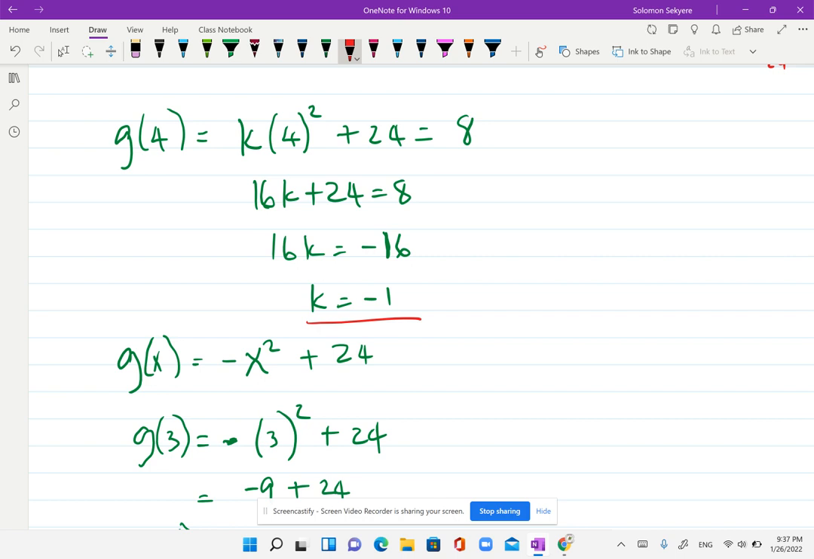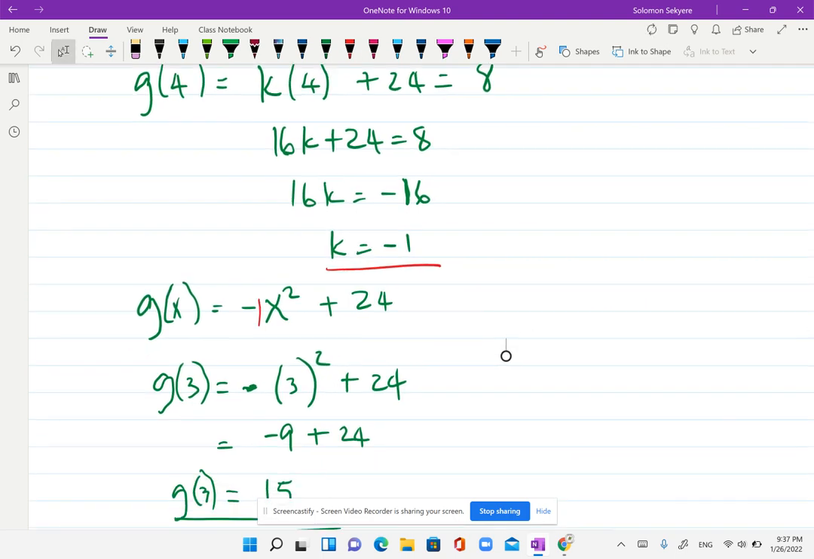Okay, so now we are able to write the function with k equals negative 1. We write negative x squared plus 24, except we don't write the 1. We don't say negative 1x squared in math. We just say negative x squared. The 1 is there, but it's silent, incognito. It's there, but we don't see it.